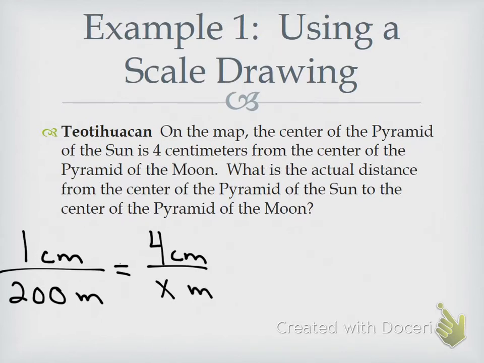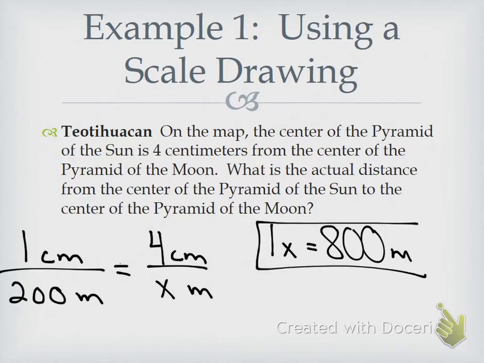All right, so when I'm solving these, I'm not going to worry so much about my labels. I'm just going to do my cross products. So I get 1x equals 800 meters. How do I know it's meters and not centimeters? Because of its placement in the ratio. Because I know that I'm comparing centimeters over meters, so then 800 would be meters because it has to compare on both sides. Okay? 800 meters. Any questions about using a scale model to find the unknown dimension?